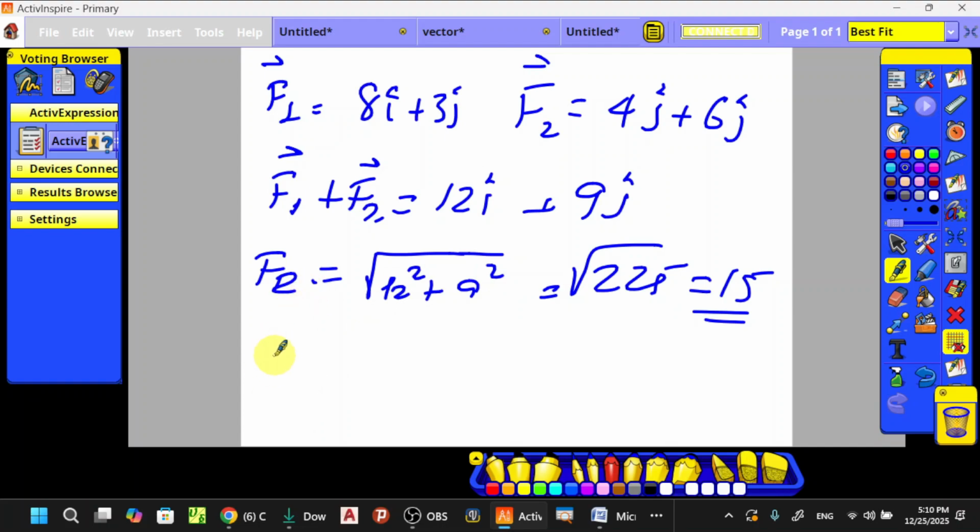So for the angle, the resultant force makes with the x-axis, tan inverse of Fy over Fx, that is 9 over 12. I think this is going to be about 37 degrees. You can use your calculator and check it. That's the answer. So this is how we solve it. Thank you for watching. This is all for today.